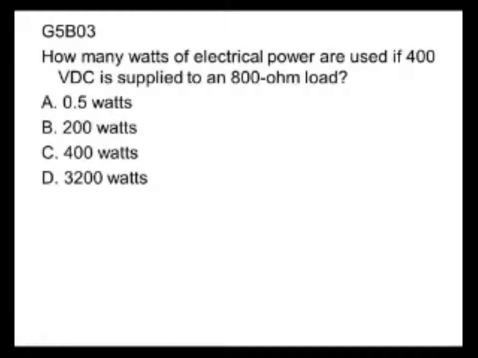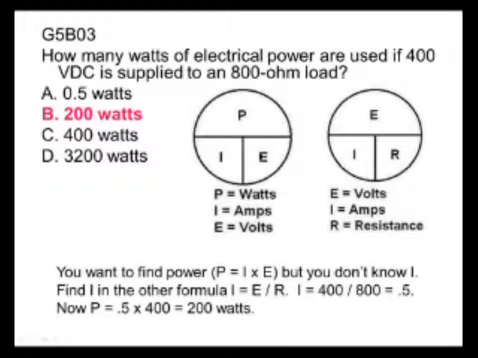How many watts of electrical power are used if 400 volts DC is supplied to an 800 ohm load? Now, when you did the technician test, you possibly had some of these, and when you studied for technician, you had some of these. This throws a little bit of a twist into it. You'll remember, correct answer is 200 watts. We'll get that on the table right away.